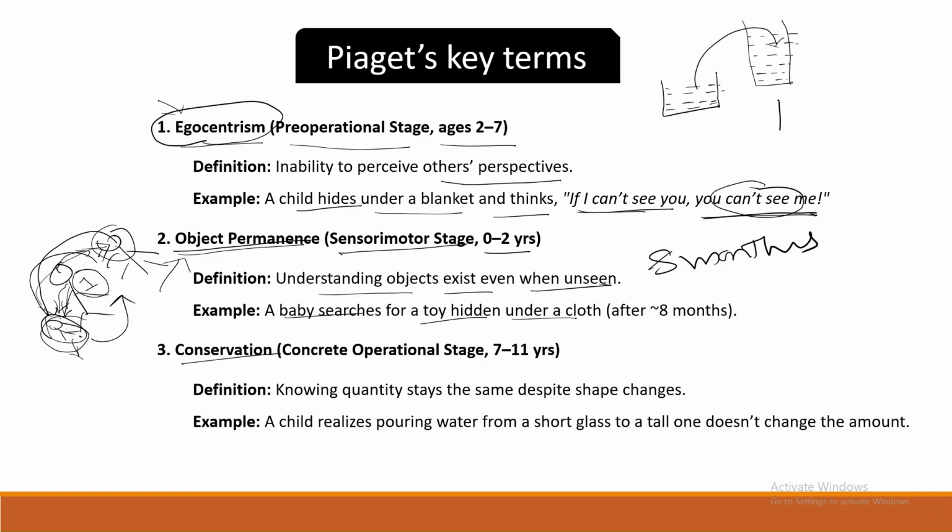So children think that this glass has more water, but we have poured the same water from the large, wide glass, and the width of this glass is less. The amount of water is the same, but he fails to understand. He says this glass has more water compared to that glass. This is called lack of conservative thinking. Knowing that quantity stays the same despite the shape changing. Here only the shape of the glass has changed; the quantity of water is the same.